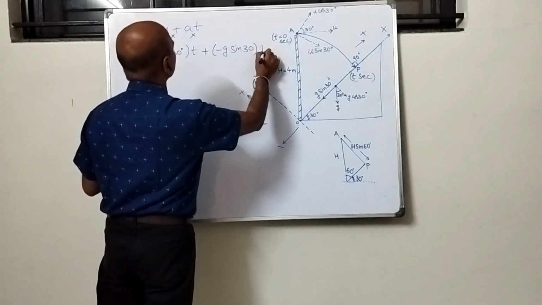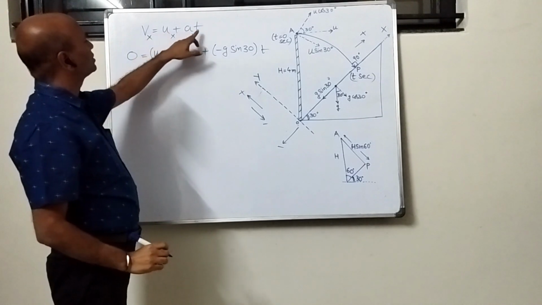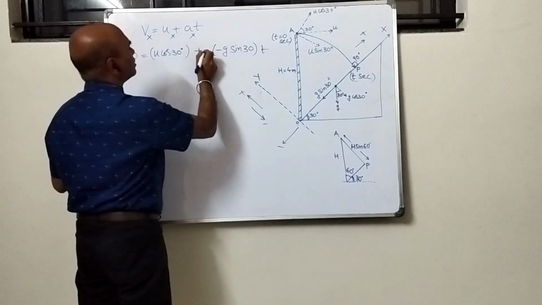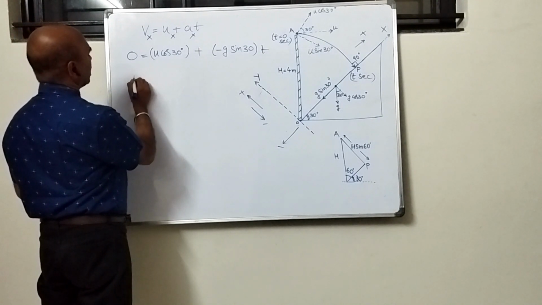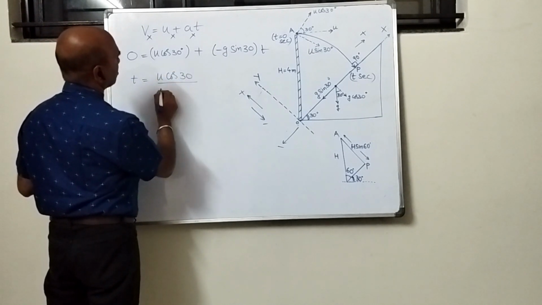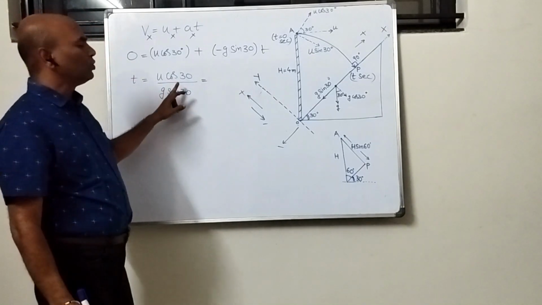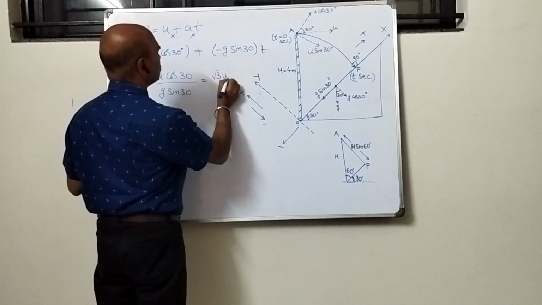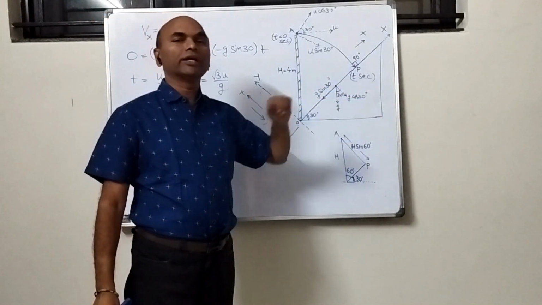Oh, sorry. Here it is not t, by mistake I have put t. It is u plus ux plus axt. So it is u cos 30 plus acceleration minus g sin 30 into t. So the time taken would be u cos 30 divided by g sin 30. I would rather say it is u cot 30 by g, since cos by sin is cot. So it must be root 3 u by g. So I got the time by which this projectile would hit the inclined plane.